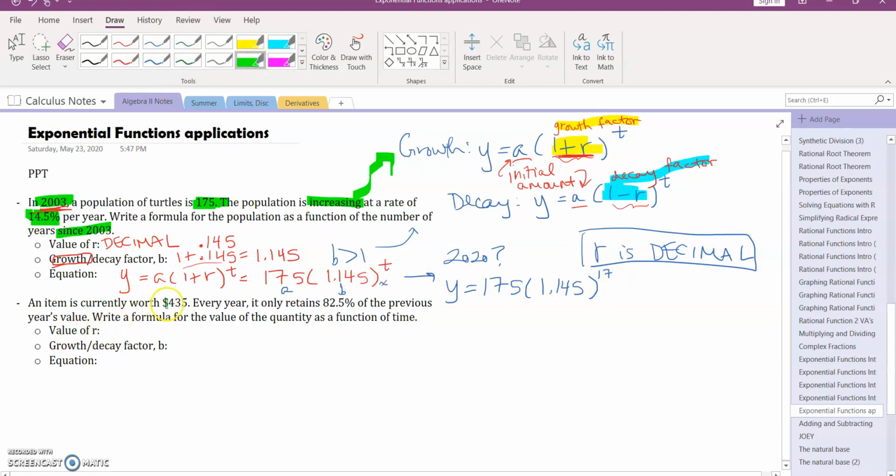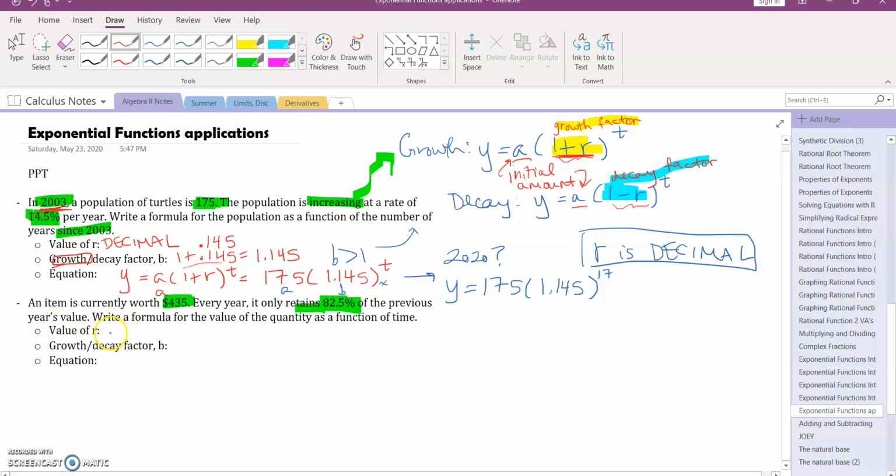Okay, next one, an item is currently worth $4.35. So that sounds like my a value, my initial starting value. Now, every year it only retains 82.5% of the previous year's value. So this sounds like the value is going down. So the item was worth this much, it's losing value every single year. So it's not losing the same amount every year. Write a formula for the value of the quantity as a function of time.